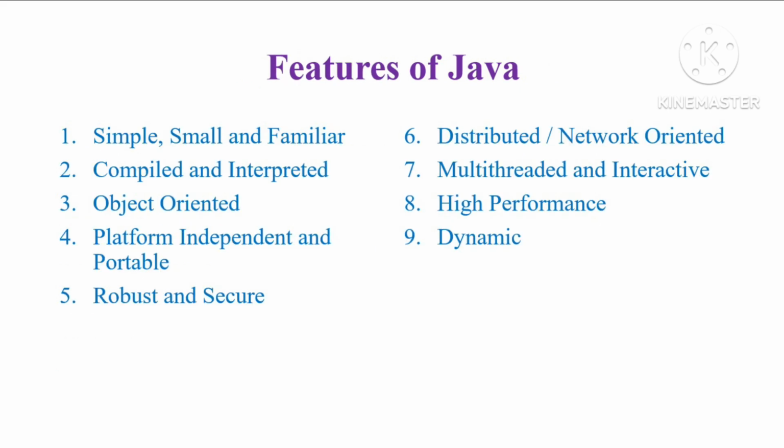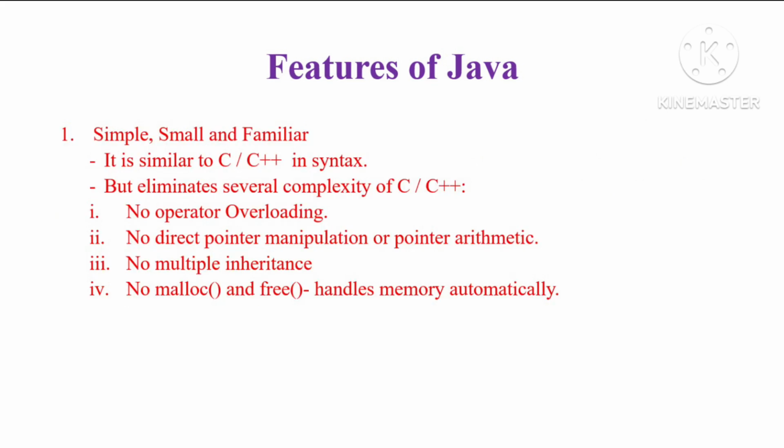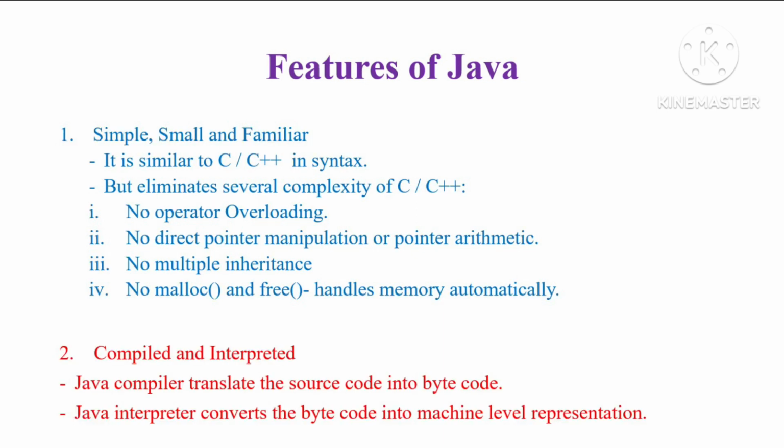Third topic is features of Java and there are total 9 features. Java is similar to C++ in syntax and it eliminates different complexities of C++, like there is no operator overloading, no direct pointer manipulation, no multiple inheritance, and there is also no malloc and free function available in Java. Second feature says that Java is a compiled and interpreted language, in which the Java compiler converts the source code into bytecode and the Java interpreter converts the bytecode into machine code.